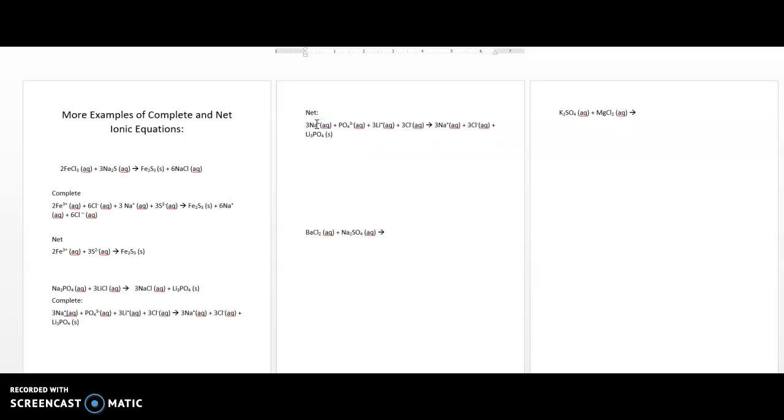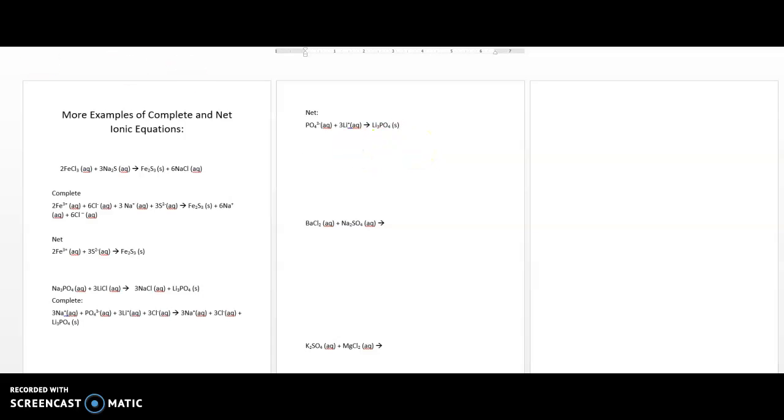Alright, what do I get rid of? Well, I get rid of anything that does not change form as a result of this equation. So the Li and the PO4 change form. So sodium I get rid of, and the chloride I get rid of. And you're going to see a common theme where sodium and chloride, or potassium, or nitrates, or things that tend to form soluble compounds, you're going to get rid of when you do these net ionic equations.